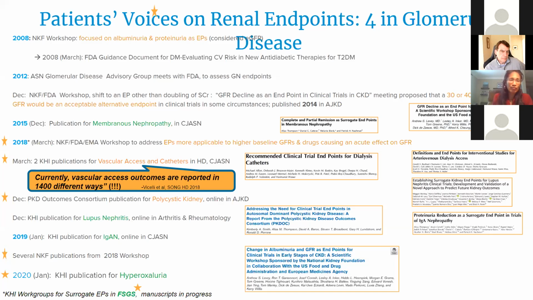And what I didn't realize is what you see there in the orange box, that there are 1,400 different ways to report how vascular access is working, which sounds crazy because if you've got that much variability in how we're reporting whether a catheter works or doesn't, whether an AV fistula graft works or doesn't, that's too much noise and too much variability. So it's become really important for us to define the endpoints for each kidney disease so that when there are different protocols studying that disease, we're all looking at the same thing.